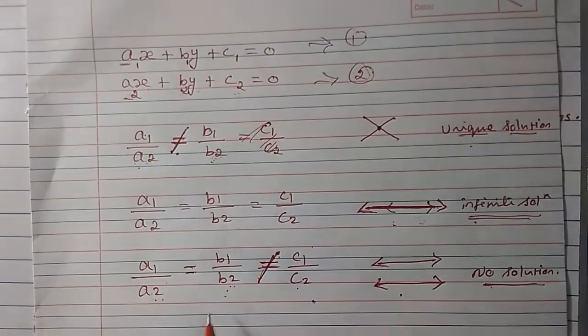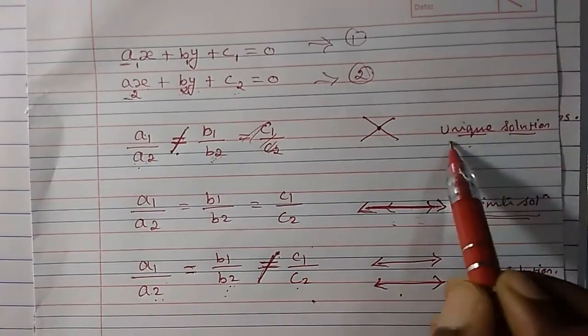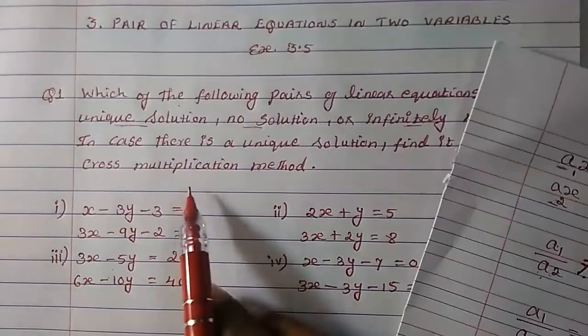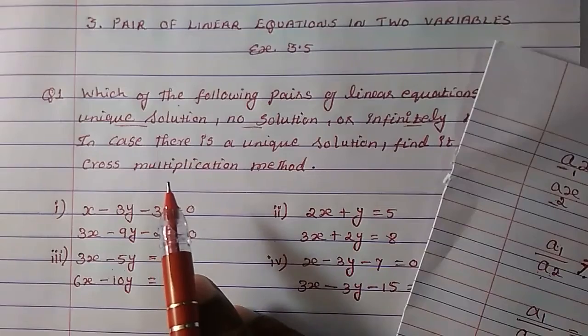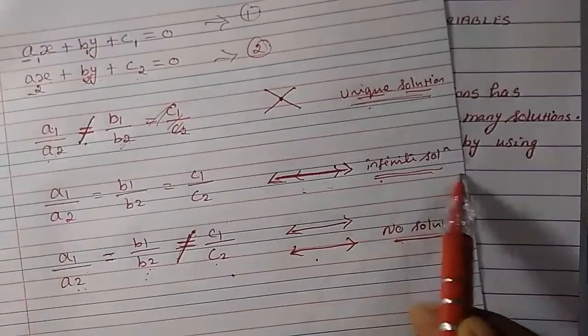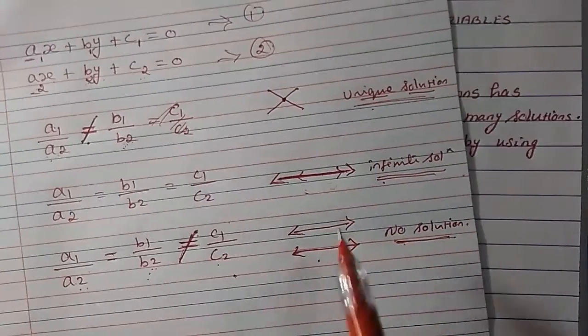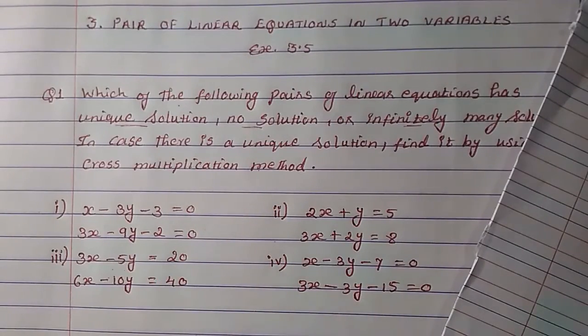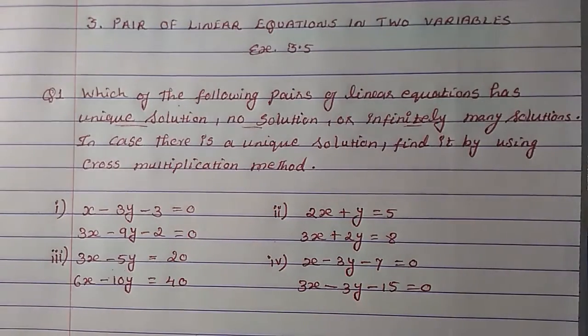So we have to find like this, and if we find there is a unique solution, then we have to use the cross multiplication method and find the values of x and y. But if you find infinite solutions or no solution, then we don't need to do the cross multiplication method. Okay. So in this video, let us see the first part of it. So the first sum we will do.